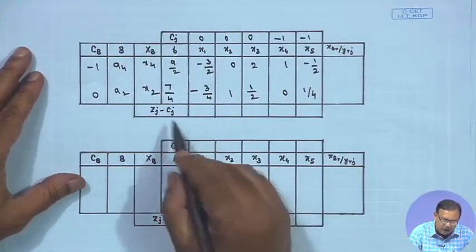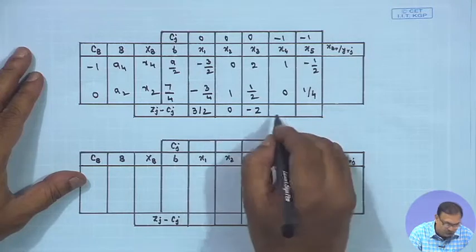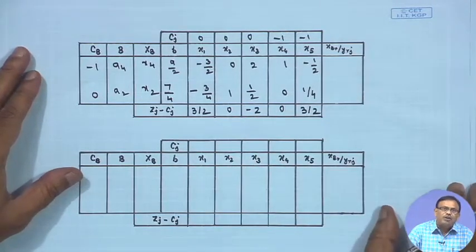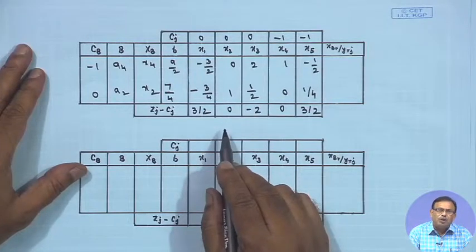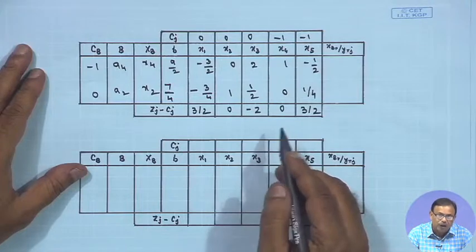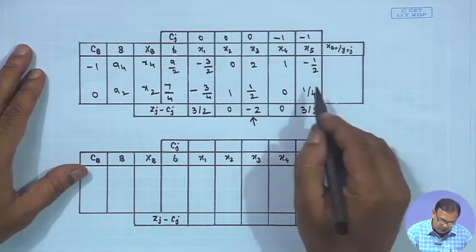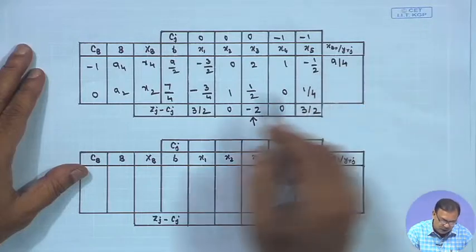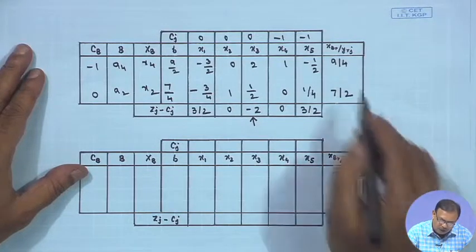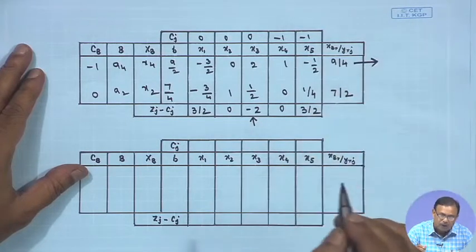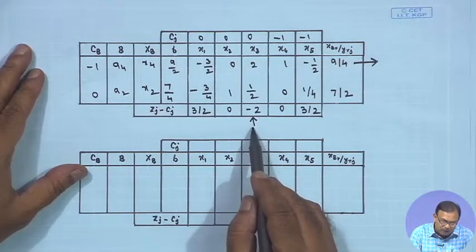From here, if you calculate the z j minus c j value, it will be 3 by 2, 0, minus 2, 0 and 3 by 2. So, for this case, again z j minus c j is not greater than or equal to 0, one negative is still there. So, I have to continue the iteration. In this case your entering variable will be x 3. Corresponding to this I have to calculate the ratio b by x b: it will be 9 by 4, whereas for the second one it will be 7 by 2. 9 by 4, 7 by 2. So, minimum is this one. So, in the second iteration your departing variable is x 4 and your entering variable will be x 3.